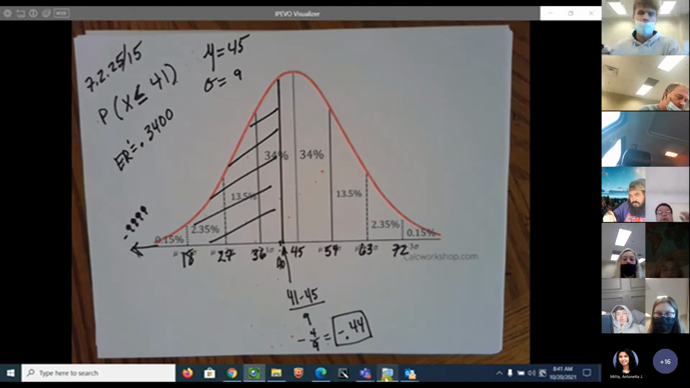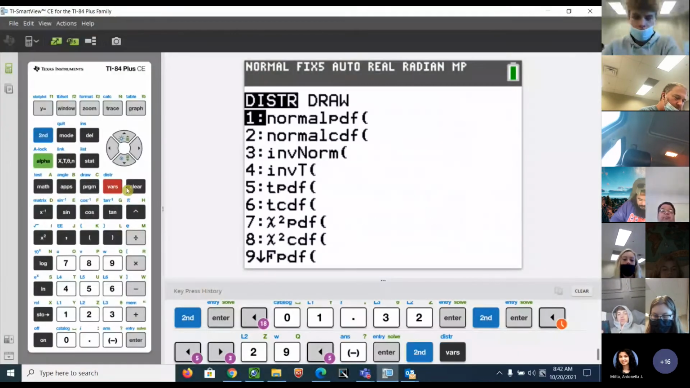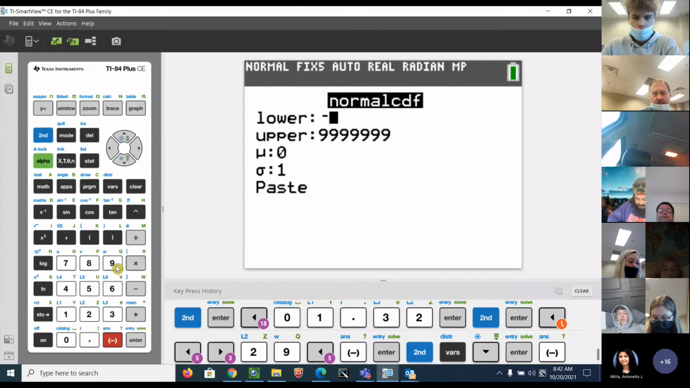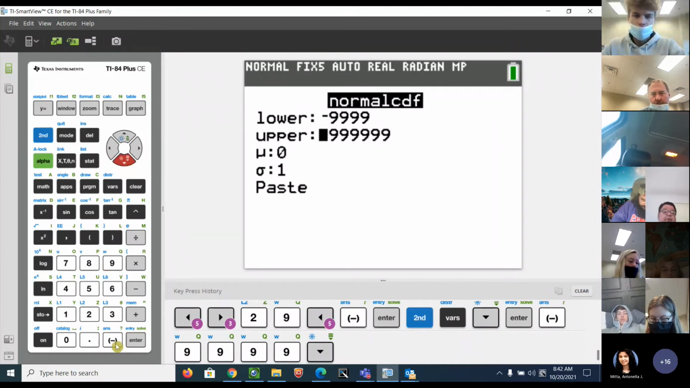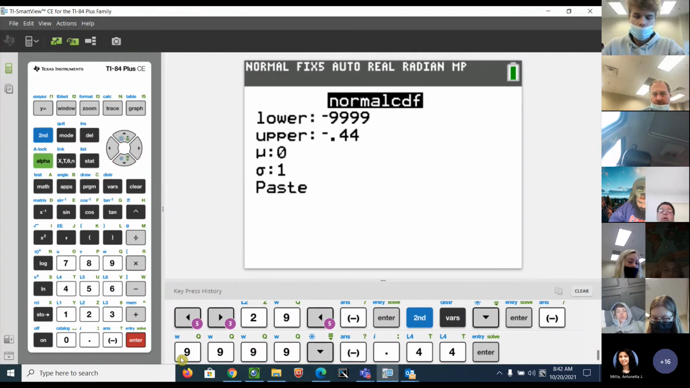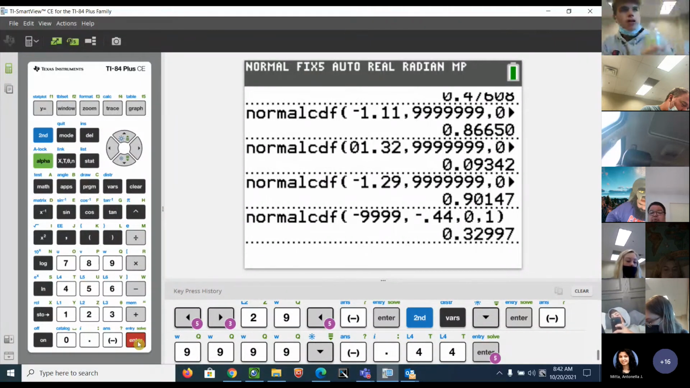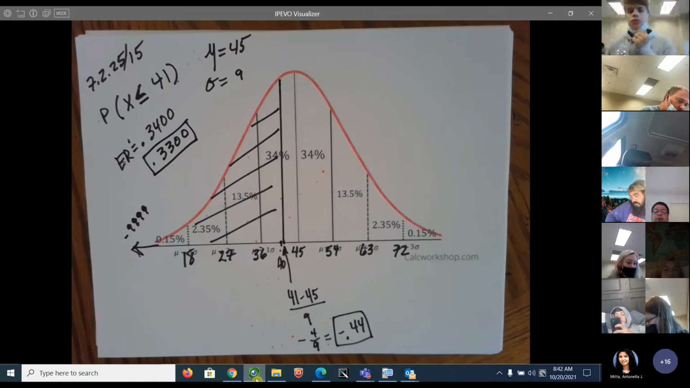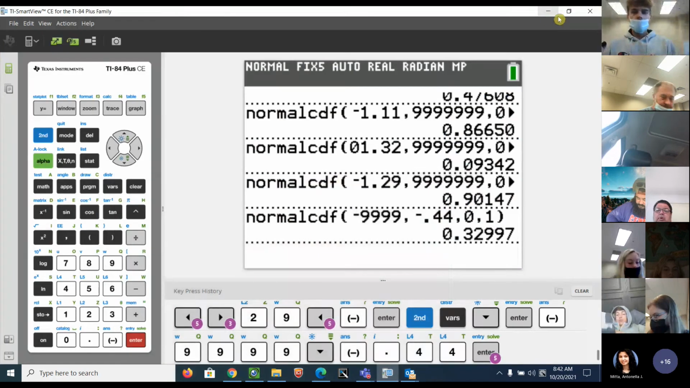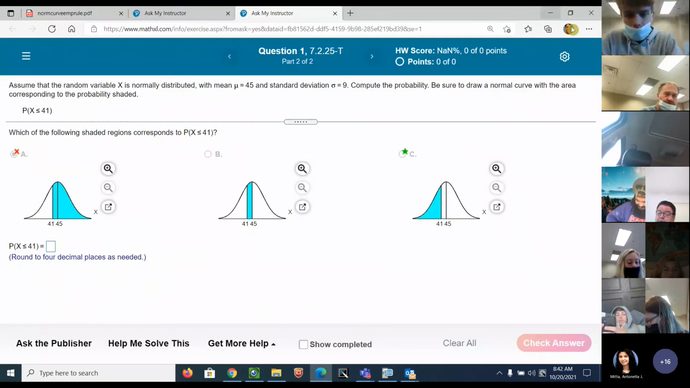So take our handy dandy calculator and go second VARS, normalcdf, -9999 to -0.44. And we get 0.3300, and that is our answer. So there's a 33% chance that you're going to make below a 41. 33% chance, or 0.33 probability. So let's type that in, 0.3300.